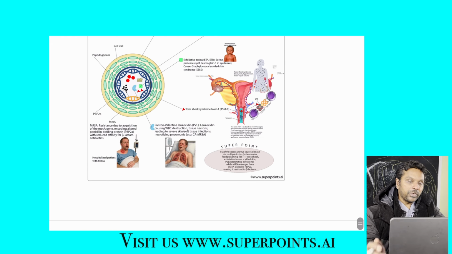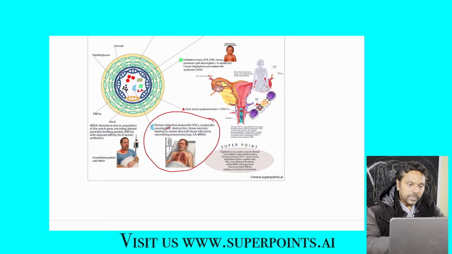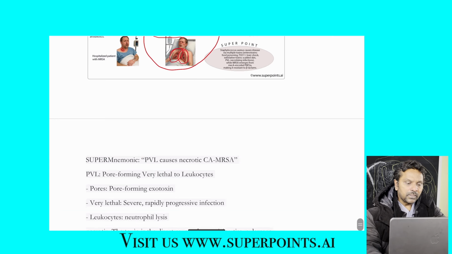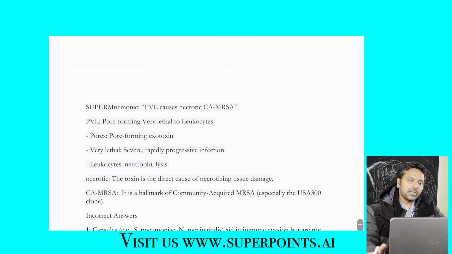I already showed you here. This is PVL. So PVL, what is it doing? It's causing WBC destruction, tissue necrosis, and the lungs are completely destroyed here, causing necrotizing pneumonia, leading to severe skin and soft tissue infection. So PVL is a very important exotoxin you need to remember, and put this to memory.